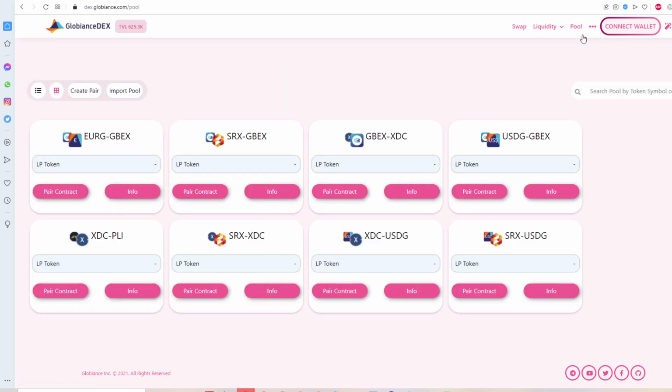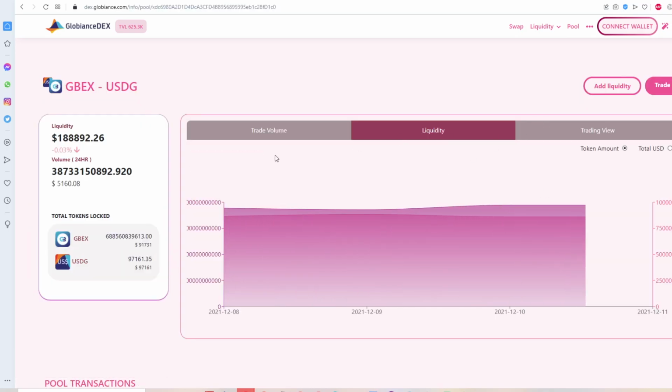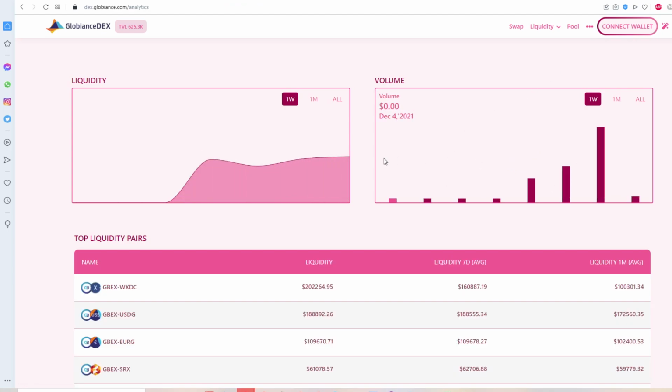And now after a few days, we already have some ideas how big these pools are. We have some volume and some analytics pages. So I think the launch was very good. I didn't see any negative comments really. The only things were questions, mainly about these LP tokens, because a lot of people, like me, simply never used it before.